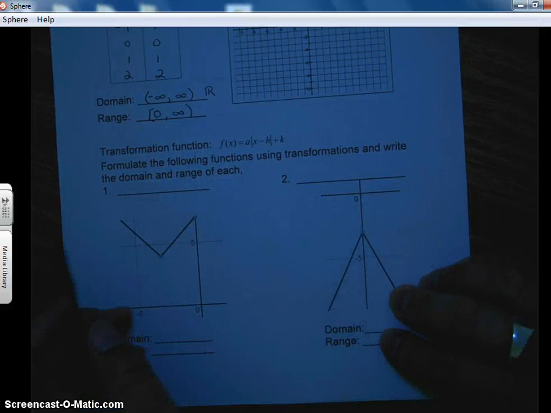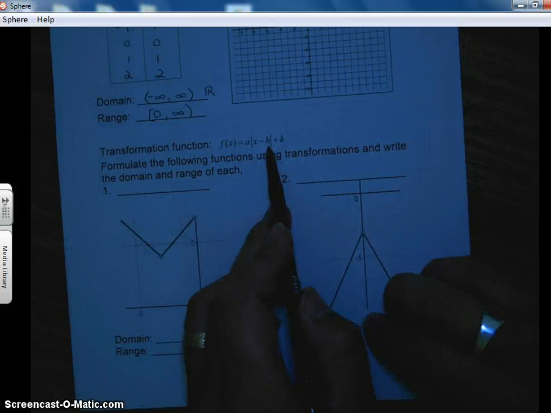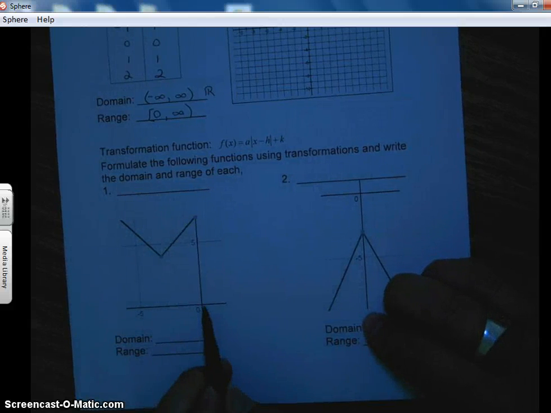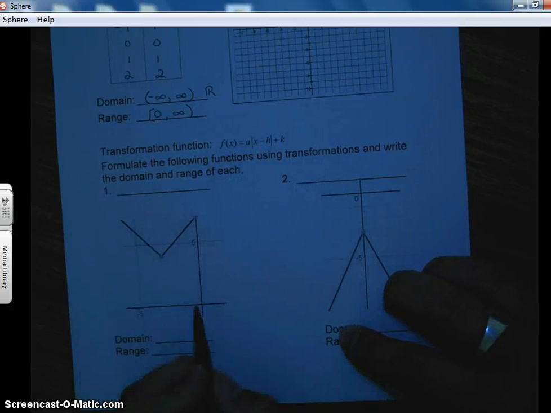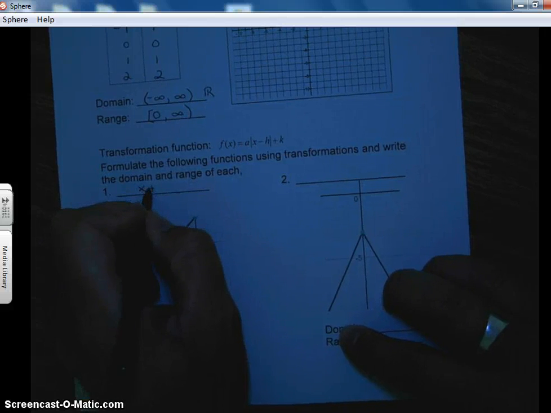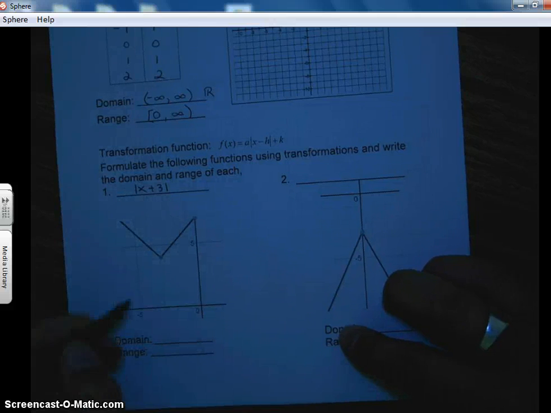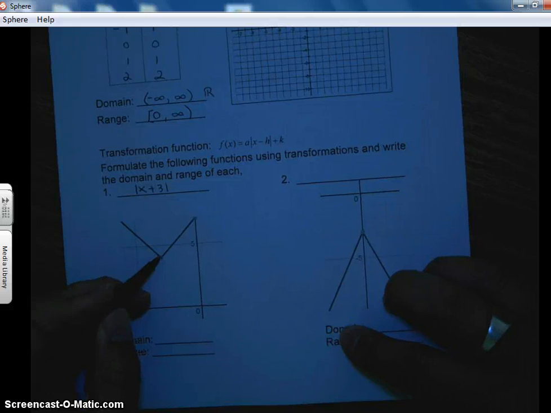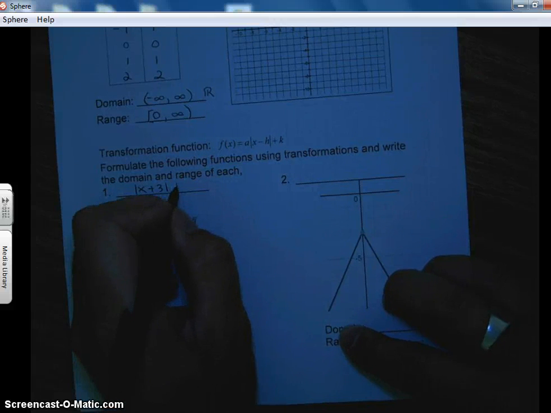So to figure out what h is, you start at 0, 0, and you're going to count how many units it moved horizontally. So it moved 1, 2, 3 units horizontally. Since it went to the left, it's going to be x plus 3. 3 units to the left. Okay, counting up, 1, 2, 3, 4 up. That's a vertical translation. It's going to go on the outside.